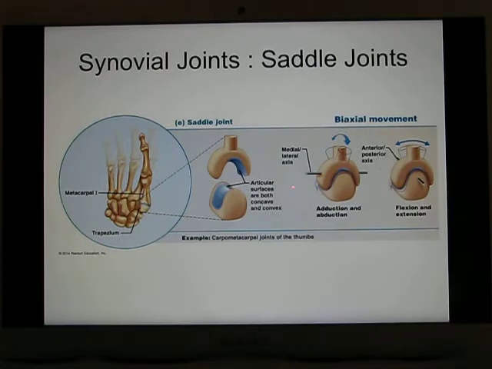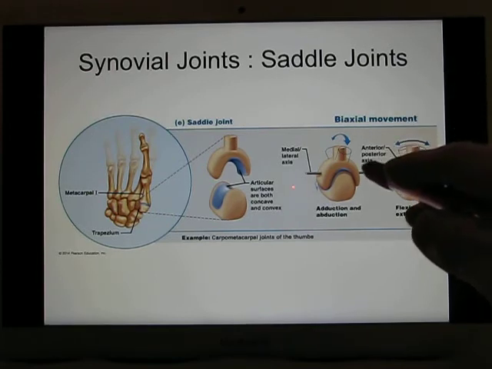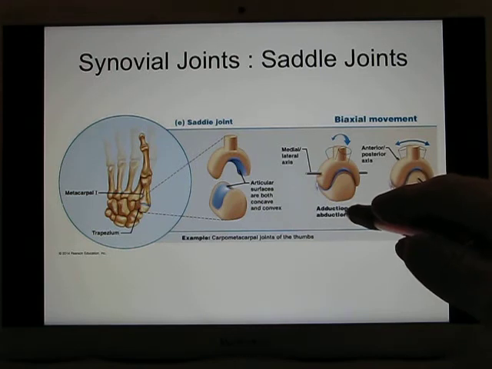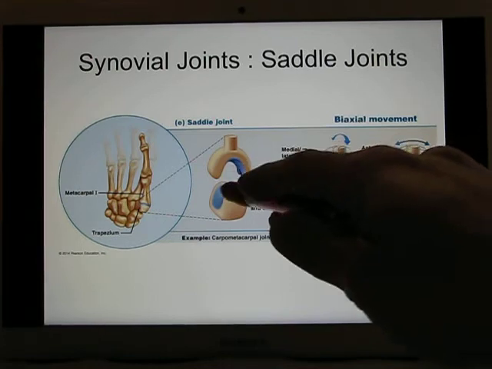Next one, saddle joint. A saddle joint is very similar to the condyloid joint. You can also move in two directions. So with this joint, you can do abduction, adduction, and flexion, extension. But the contact surface is different.